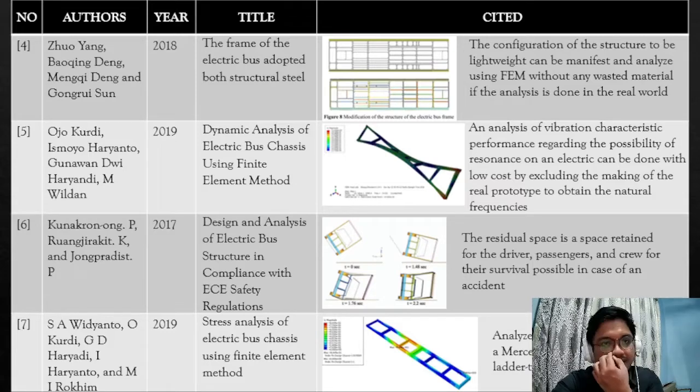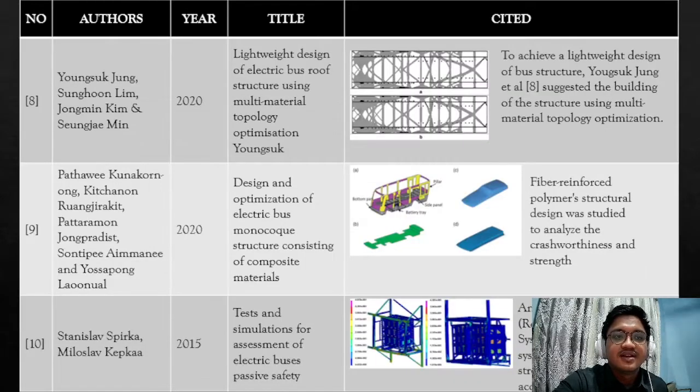To achieve a lightweight design of the bus structure, article number 8 suggested building the superstructure using multi-material topology optimization. However, the structure building process is complex for manufacturing, and the reduced welding coefficient makes it less stiff compared to single material topology optimization.